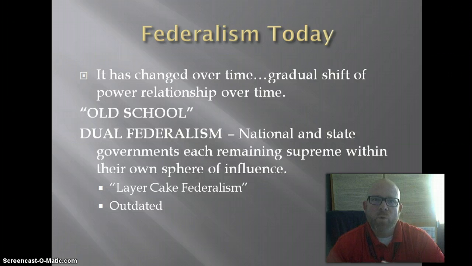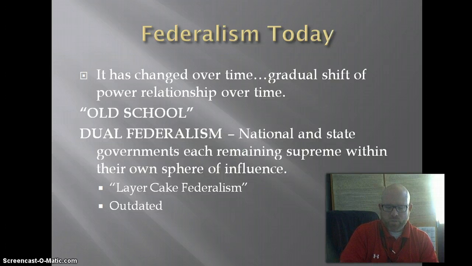And again, there's going to be some overlap, but generally we're talking about dual federalism. And we're talking about the relationship prior to the turn of the century, prior to the Great Depression, prior to World War II, the Cold War, etc. During this time period, the relationship is oftentimes called dual federalism. Dual federalism is when the national and state governments basically inhabit or reign supreme within their own spheres of influence. So there's a pretty definitive division between state and federal government.